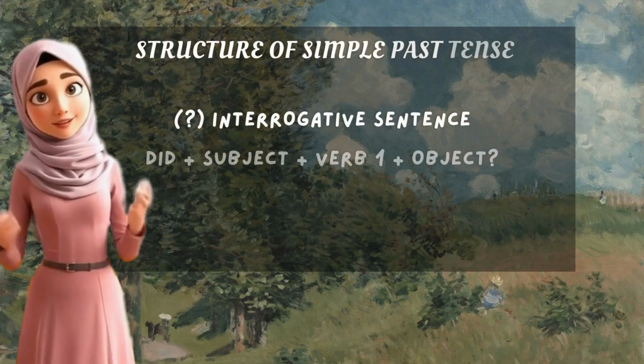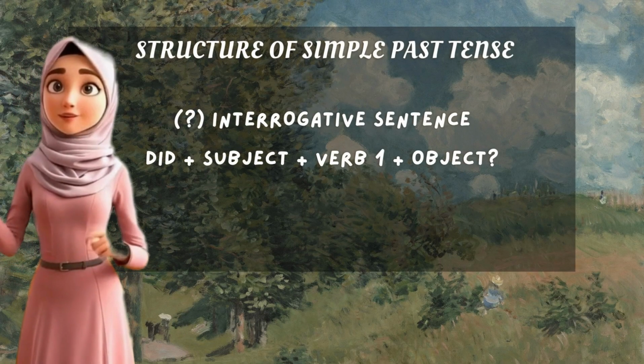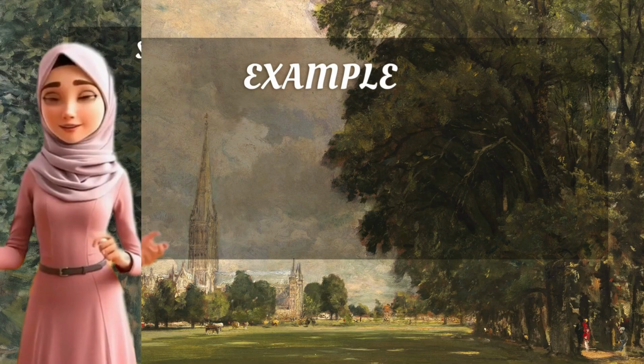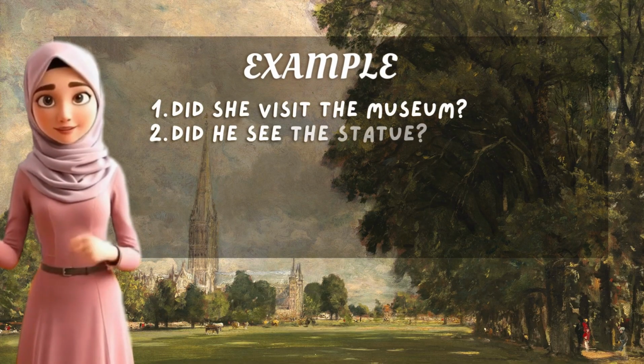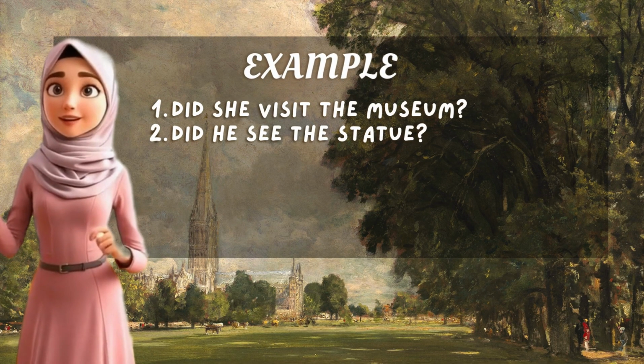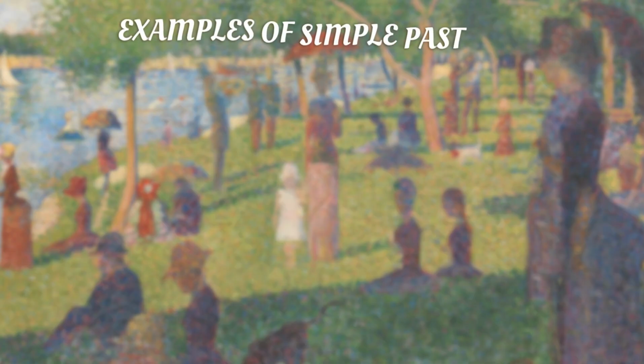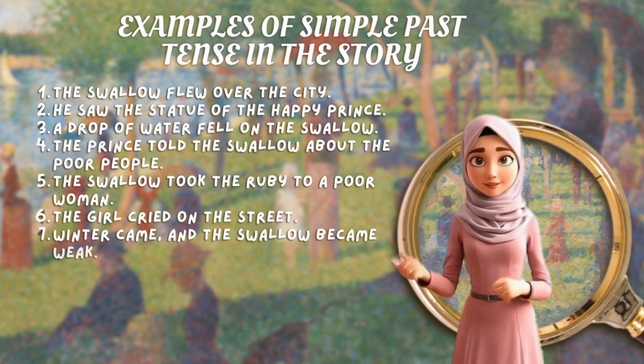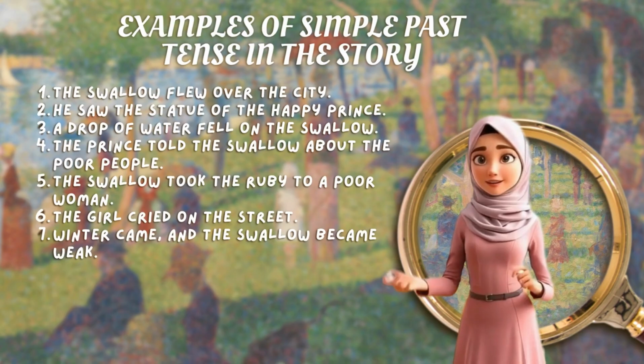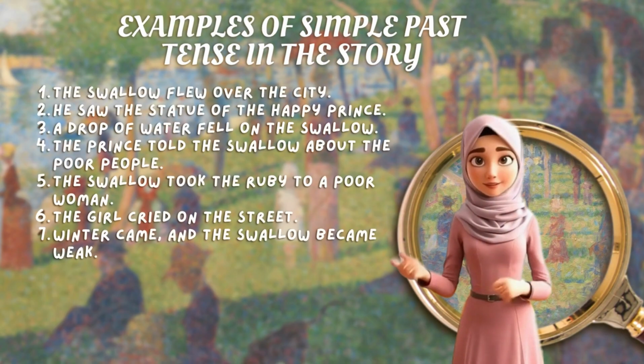Examples of simple past tense in the story: The swallow flew over the city. He saw the statue of the Happy Prince. A drop of water fell on the swallow. The prince told the swallow about the poor people. The swallow took the ruby to a poor woman. The girl cried on the street. Winter came, and the swallow became weak.